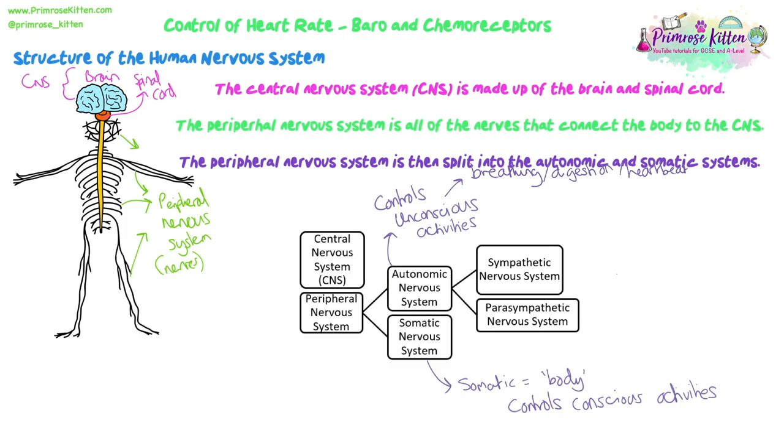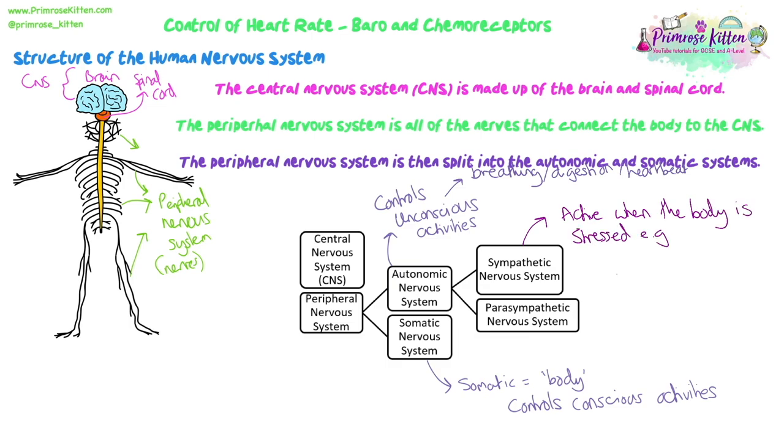In the autonomic nervous system, we branch out again into two separate systems. One is the sympathetic nervous system and one is the parasympathetic nervous system. So sympathetic is active when the body is stressed. For example, it is responsible for part of the fight or flight response. And so for our example, because we're looking at heart rate, that part of the nervous system is going to be responsible for increasing heart rate.